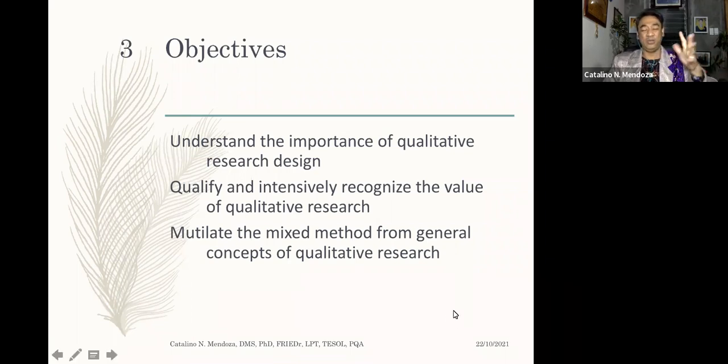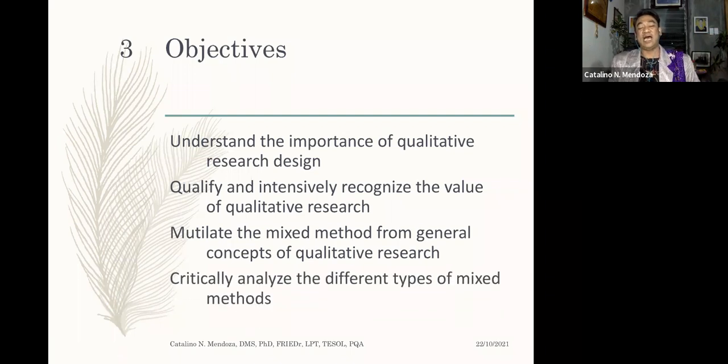And I have also included to critically analyze the different types of mixed method. So what most probably are the different types of mixed method, of which we will be discussing one by one. So again, understand the importance of qualitative research design, qualify and intensively recognize the value of qualitative research. Third, mutilate the mixed method from general concepts of qualitative research, the individual qualitative design, and also, of course, critically analyze the different types of mixed method.